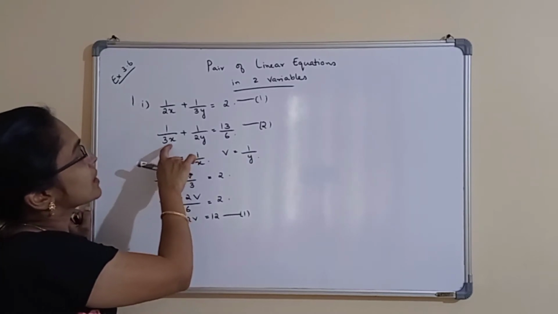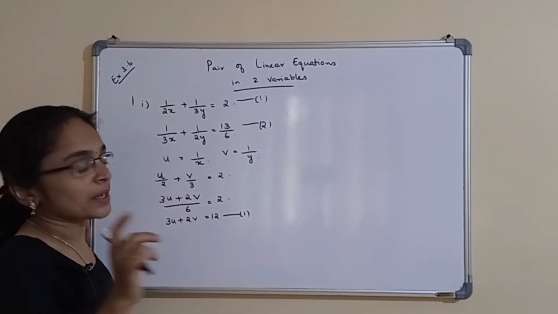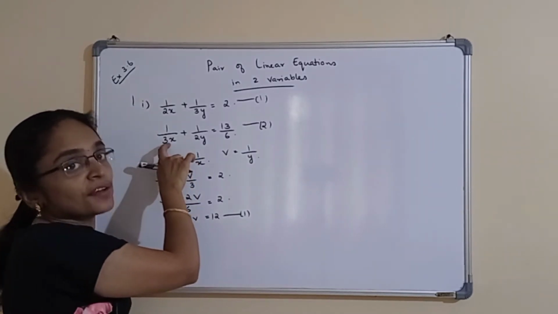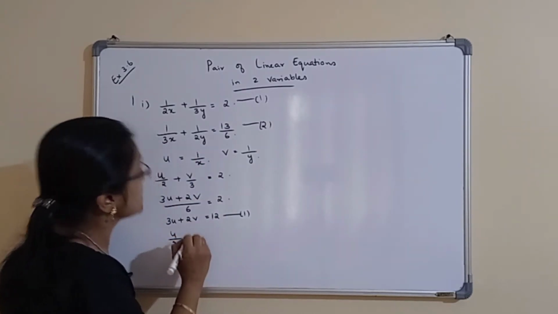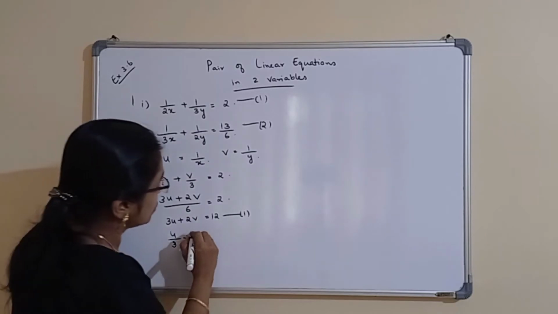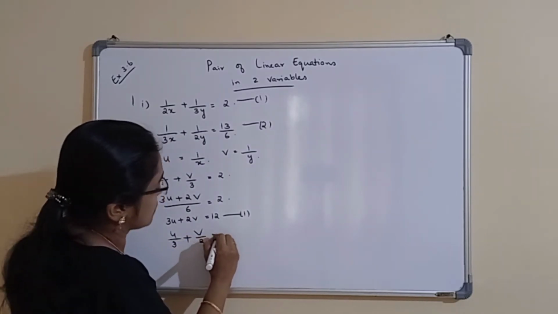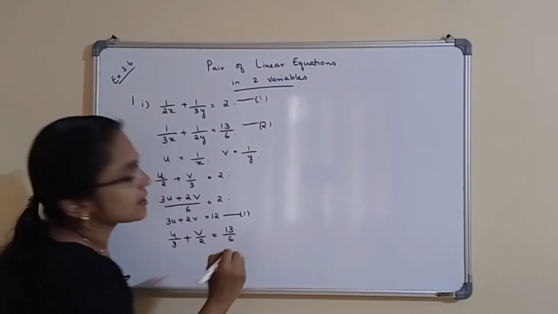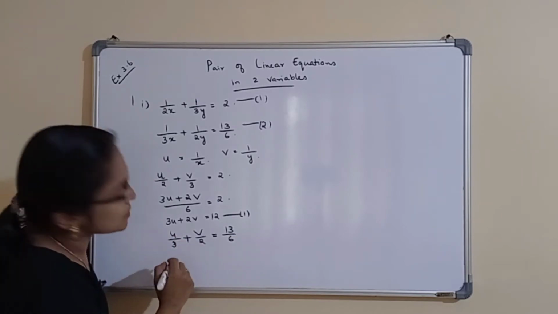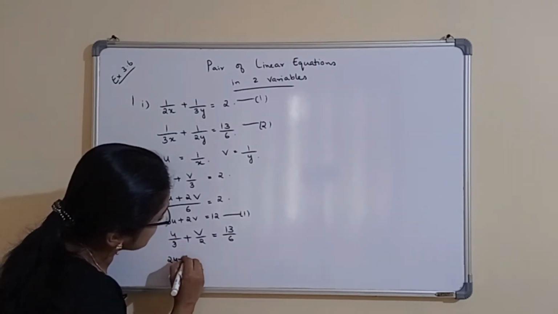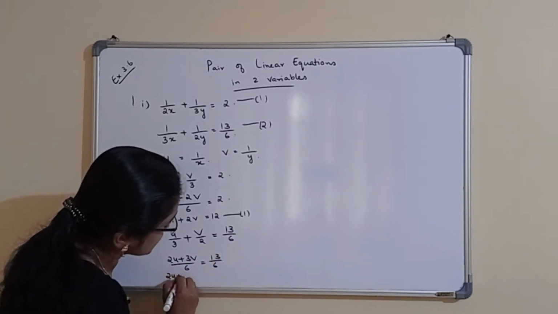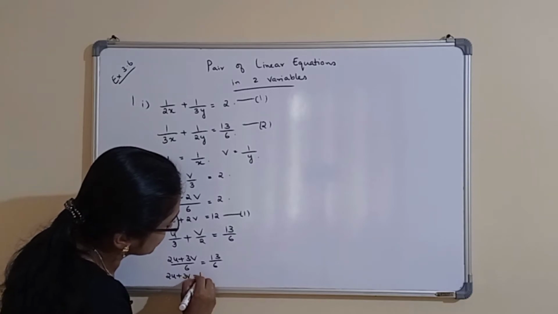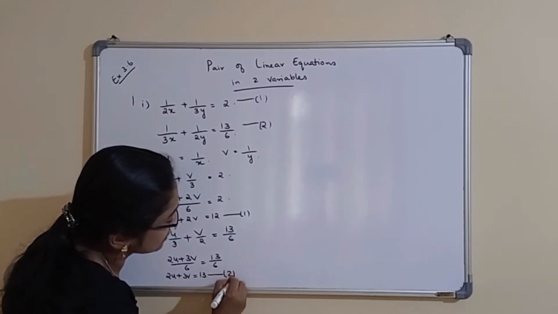Now, next one. We are taking u as 1 by x. So, 1 by 3u, which means u by 3, plus v by 2 is equal to 13 by 6. Now, we can add this. So, we will get 2u plus 3v by 6 is equal to 13 by 6, which means 2u plus 3v is equal to 13. This is equation 2.